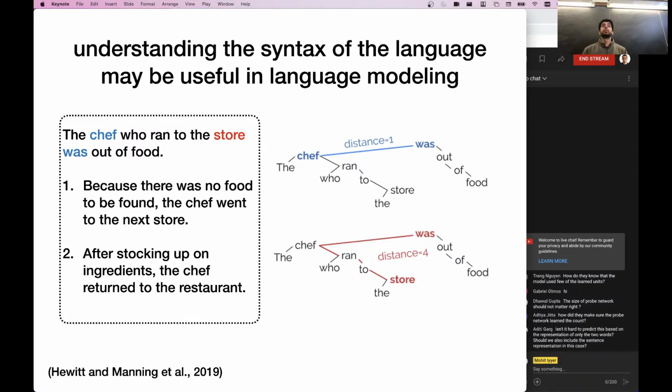So basically, this is showing that it might be in the interest of a model like BERT to learn syntactic structure in order to help it perform its objective of filling in the mask token, or, for example, for GPT to predict the next token.